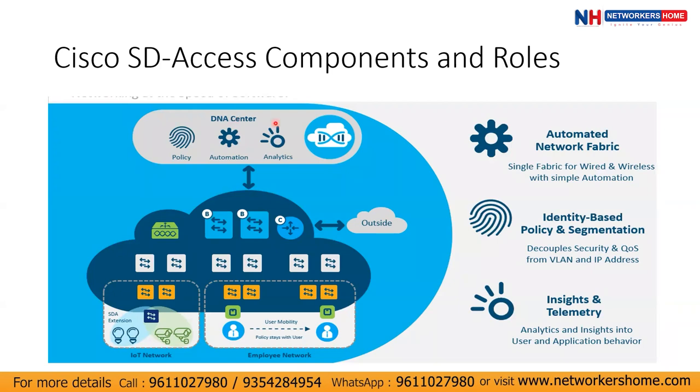Now, let's discuss some of the key components of SDA. You can see we have DNA Center, and in DNA Center, we have policy, automation, and analytics. Analytics is the part of your assurance. Automation is the part of all the provisioning related things. And policy is the part of your ISE related things. ISE is the critical component in SDA. Without Cisco ISE, you cannot leverage SDA. You can create the fabric, but you cannot leverage the policy and identity-based segmentation.